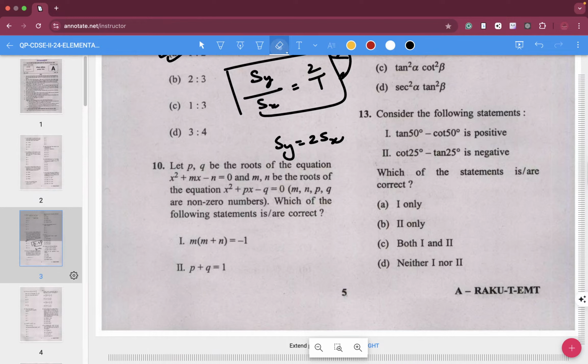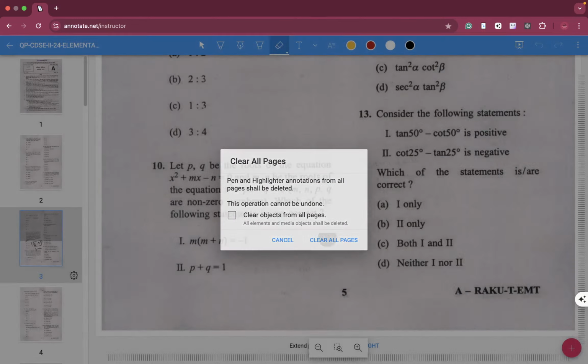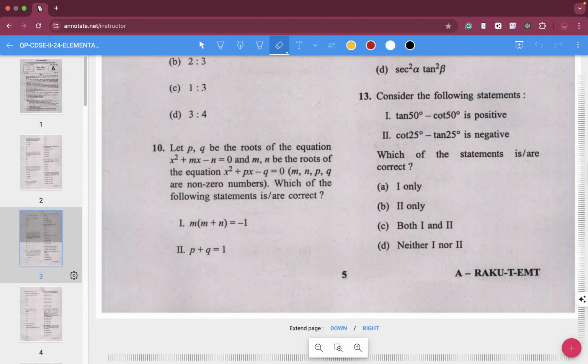Now this is a not so easy question, so please listen to me carefully. Let p and q be the roots of the equation. If p and q are the roots, then the sum of roots p plus q is equal to minus m, and the product of the roots pq is equal to minus n.